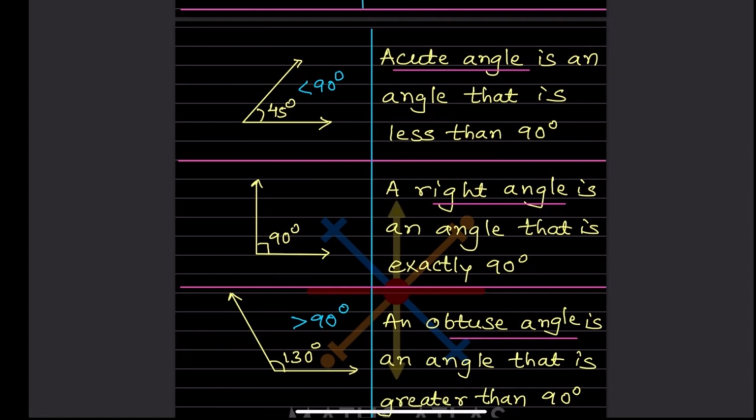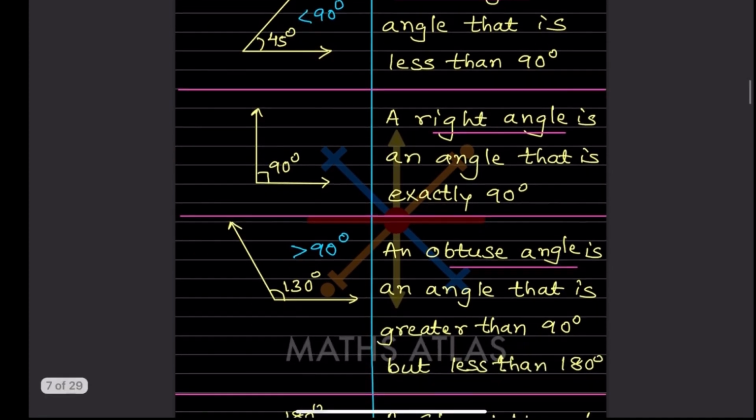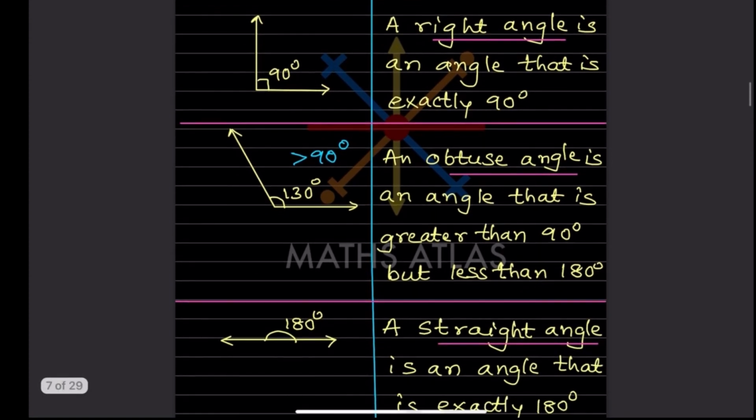Then comes an acute angle. An acute angle is an angle that is less than 90 degrees. Now this is 90 degrees. Inside this, an angle that is less than 90 degrees is called an acute angle. So this is 45, which is less than 90 degrees. This is the right angle. A right angle is an angle that is exactly 90 degrees.